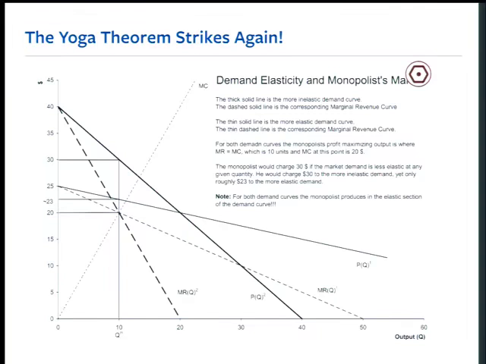You could think of it, this is the market for movie tickets in San Francisco. This is the market for movie tickets in London. One's more price elastic than the other. All right, so that's that. Let's assume a monopolist operates in both markets, right? So there's a monopolist in London, there's a monopolist in San Francisco. They both have the same marginal cost curve.